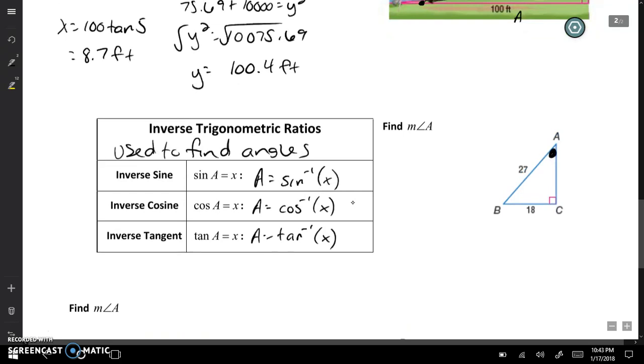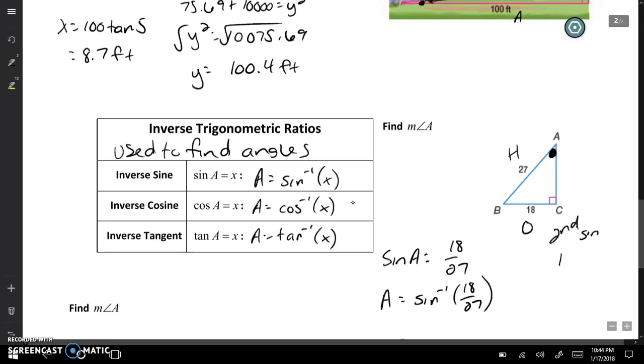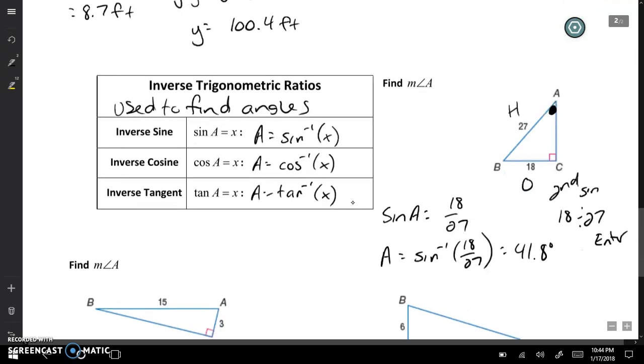Okay, so we want to find the measure of angle A. Again, find the measure of the angle. That's your opposite, that's your hypotenuse. That uses sine. We say the sine of A is 18/27. But to find an angle, we got to take the inverse. So then angle A is the inverse sine of 18/27. And you put that in your calculator. You're going to type in second sine 18 divided by 27 and then hit enter. You do that, it comes out to be 41.8 degrees.